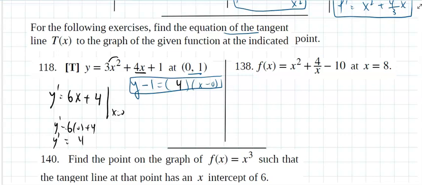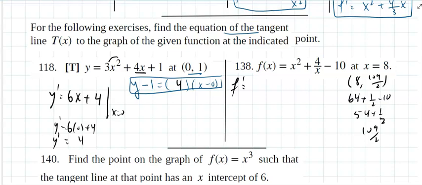How about this problem? Well, if x equals 8, y would be 8 squared, that's 64, plus 4 over 8 is a half, minus 10. That will be 54 plus 1 half. So 54 and a half. That's 109 over 2. I got the point. I need the slope.